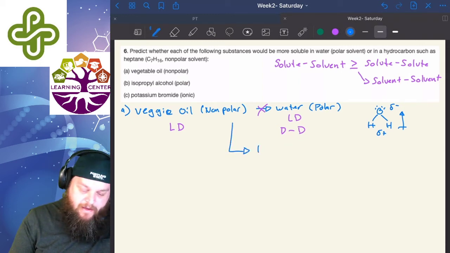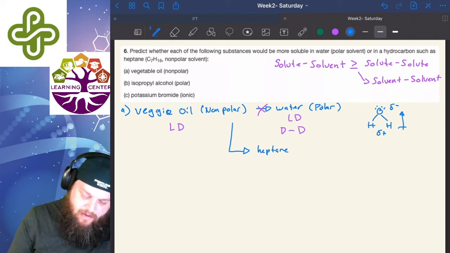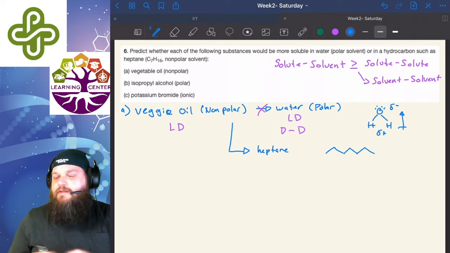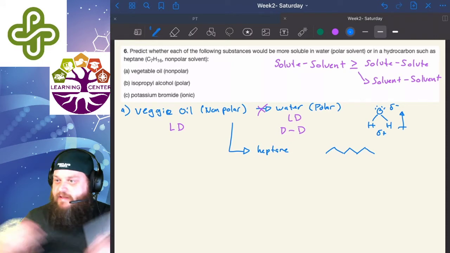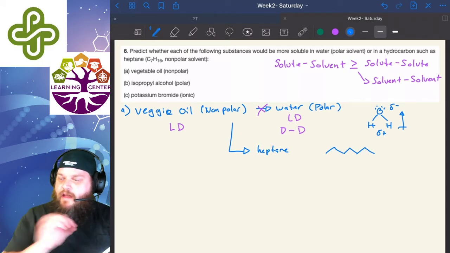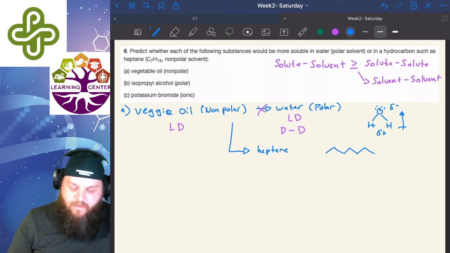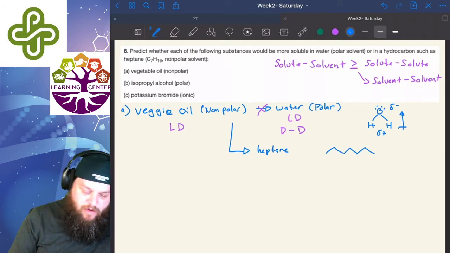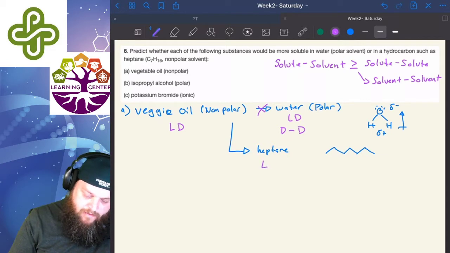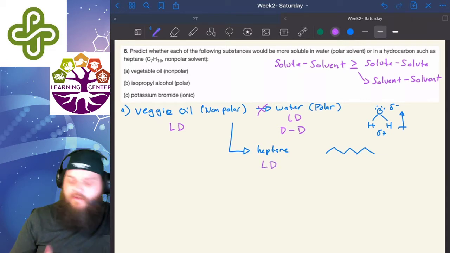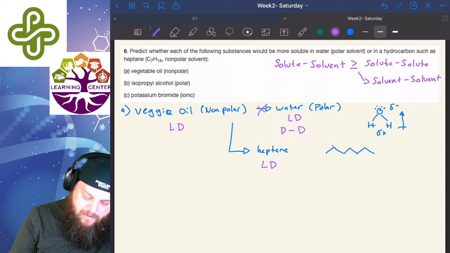to heptane. So heptane, I'm going to draw a line structure. 1, 2, 3, 4, 5, 6, 7 carbons in a row. Each of those carbons is fully populated with hydrogens, which means the end ones have 3 hydrogens, and the secondary carbons in the middle have 2 hydrogens on each one. We can see it'll have London dispersion, but there's no real dipole here, because by filling these with hydrogens, all my pink are going to be hydrogens.